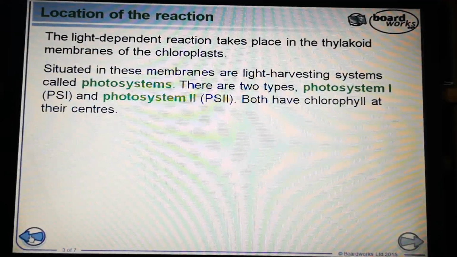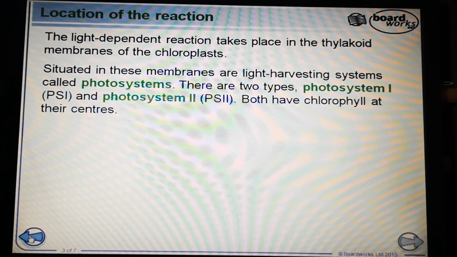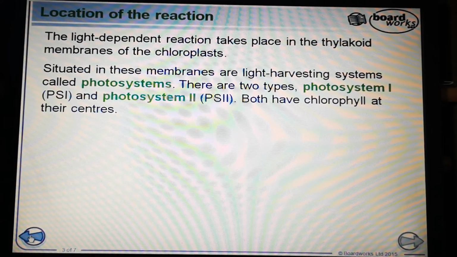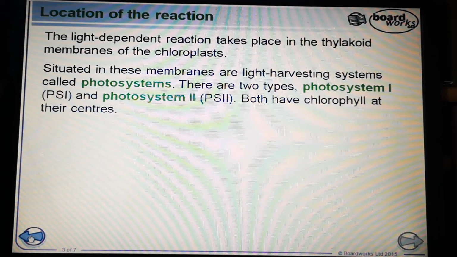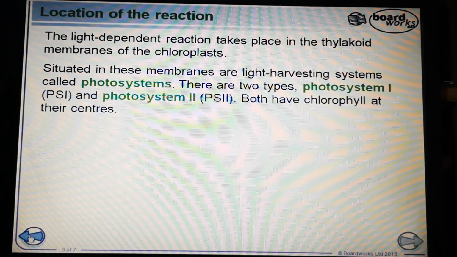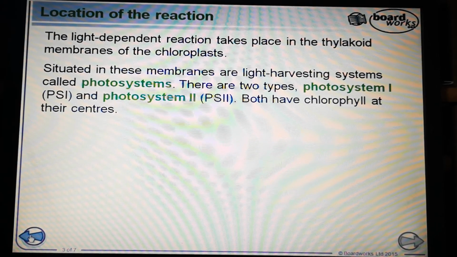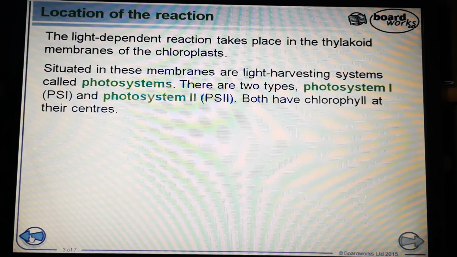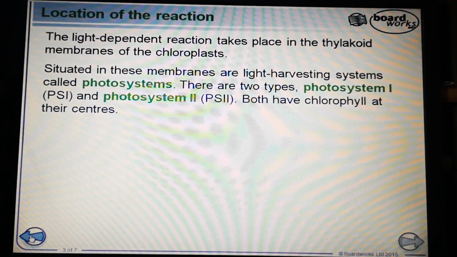So there's two other parts that are embedded within the thylakoid membrane that you need to be familiar with, and those are called photosystems. So you've got photosystem 1 and then photosystem 2. Photosystem 1 was obviously discovered first, followed by photosystem 2. And at the centre of these photosystems, you will find a chlorophyll. And that's really important. We'll see that in a second.